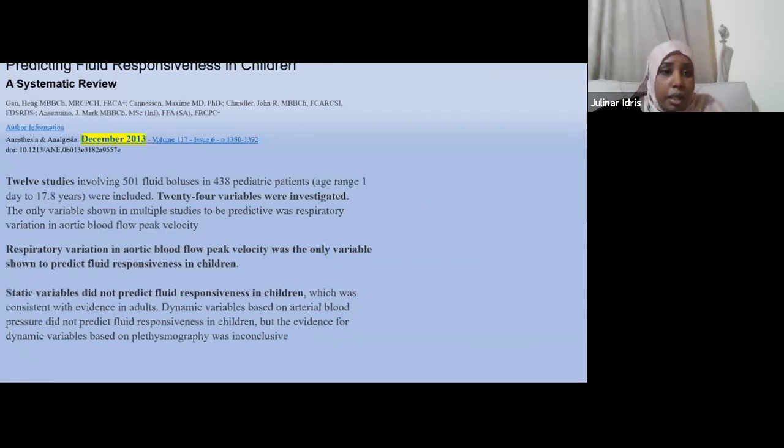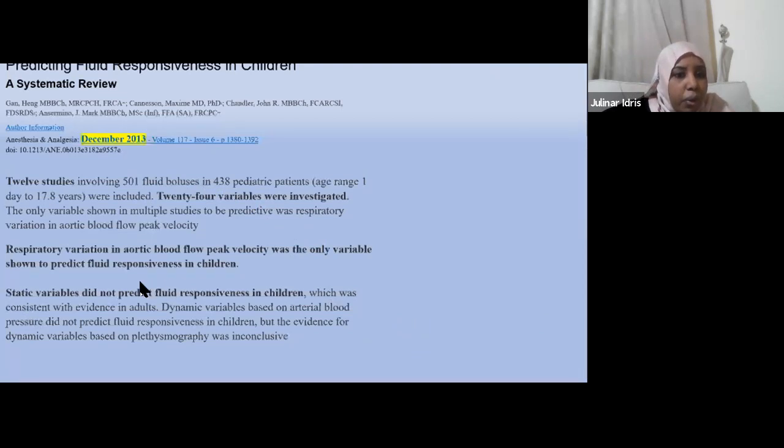This was a huge systematic review, published also in 2013. They reviewed 12 studies and included about 500 fluid bolus loads in 438 pediatric patients, ranging from 1 to 17 years old. So they included 24 variables. Imagine, they included almost all the variables.